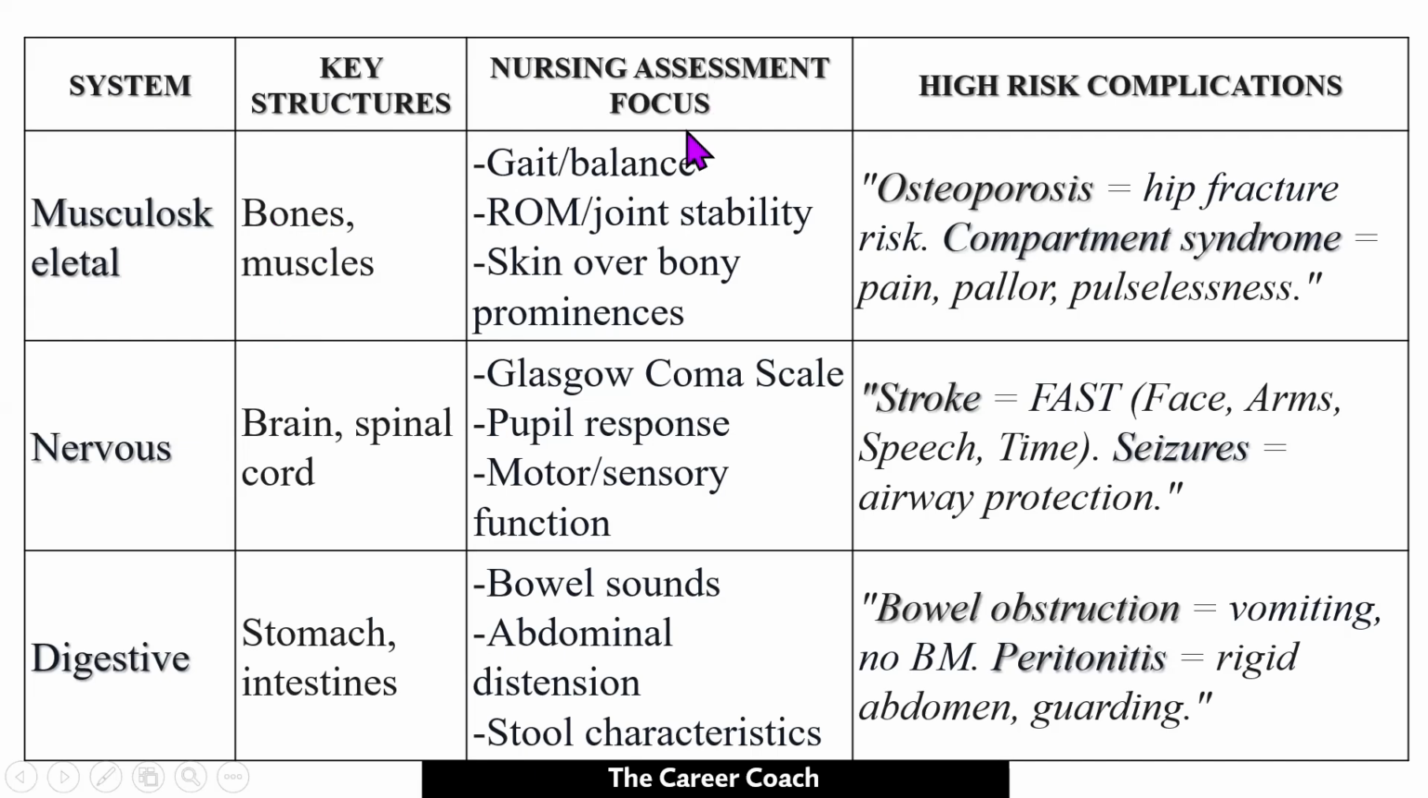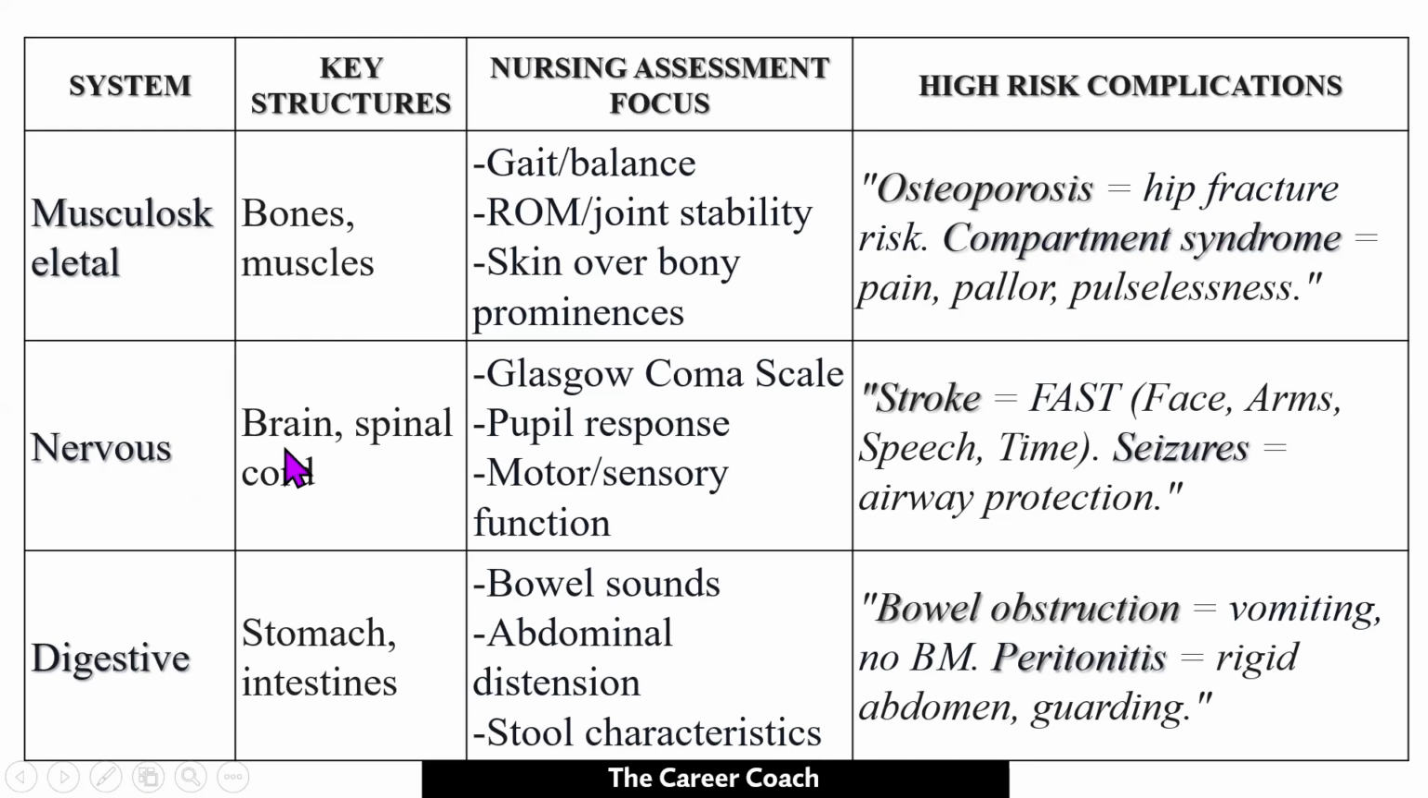Nursing assessment for the musculoskeletal system involves gait, balance, range of motion and joint stability, and assessment of skin over bony prominences. High-risk complications with regards to the musculoskeletal system involve osteoporosis, which is evidenced by high fracture risk, and also compartment syndrome, which is evidenced by pain and pallor.